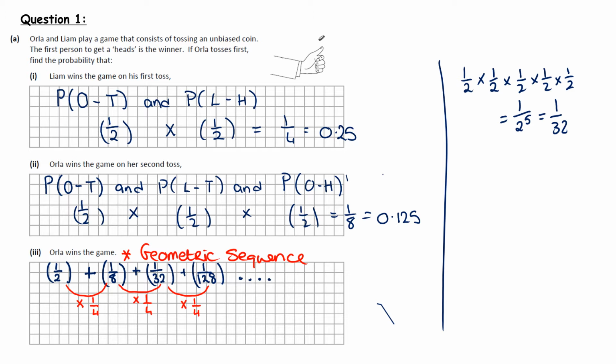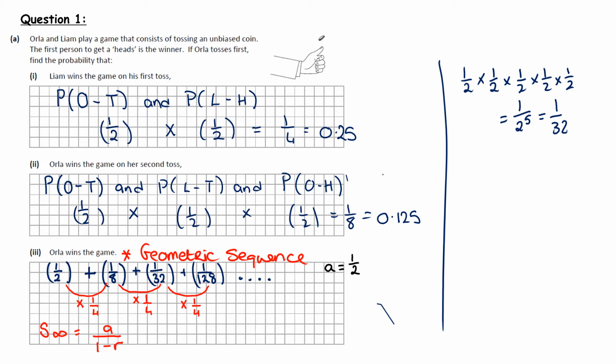However, in our case, we have infinite numbers, so the sum to infinity. So the formula is the sum to infinity is equal to a over 1 minus r. Now, we have a lot of bits of information here. So in order to use that formula, we need to figure out a. According to page 22, a is the first term. So for us, that's a half.